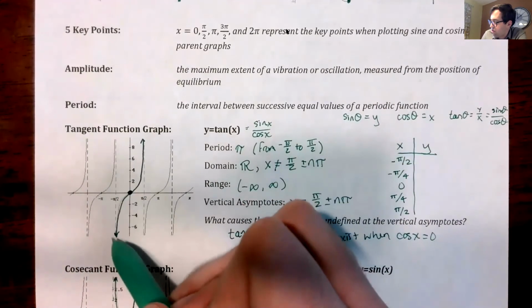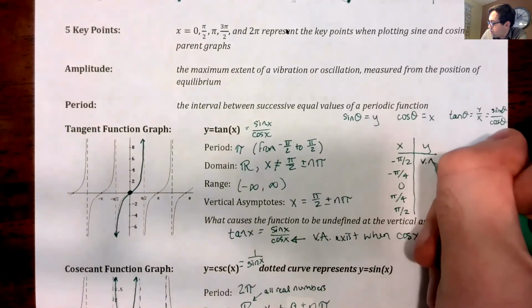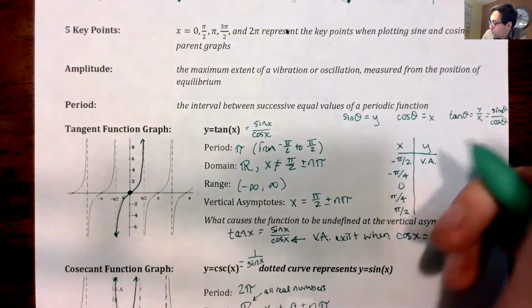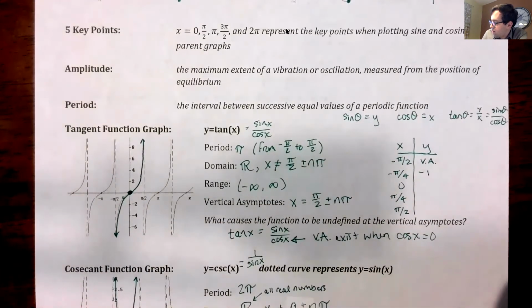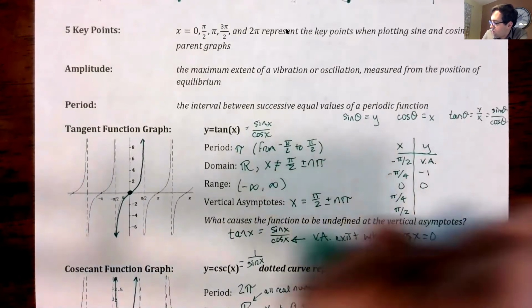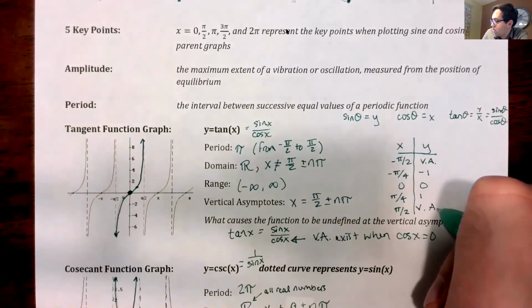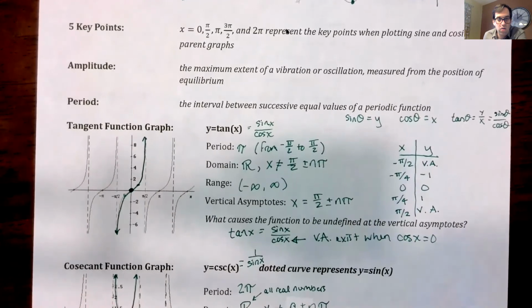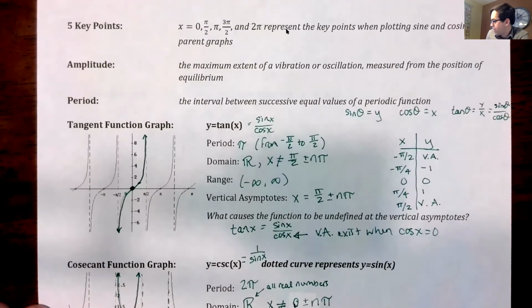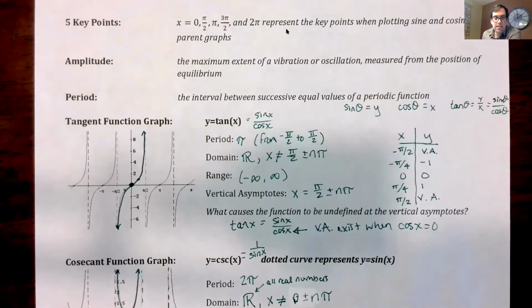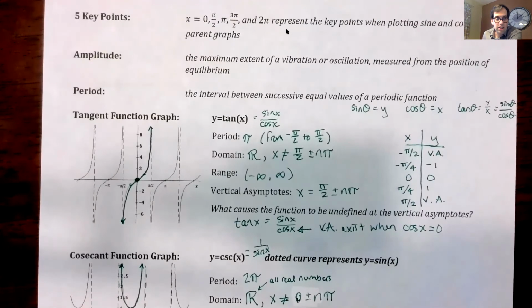So at negative pi over 2, that's a vertical asymptote, so there's no y value. At negative pi over 4, we're actually at a y value of negative 1. 0 is a y value of 0. Pi over 4 is at positive 1. And then we have another vertical asymptote. So that's going to be something that we're going to need to know at some point, so I wanted us to have that written down. Okay, and that is good enough for now for tangent.